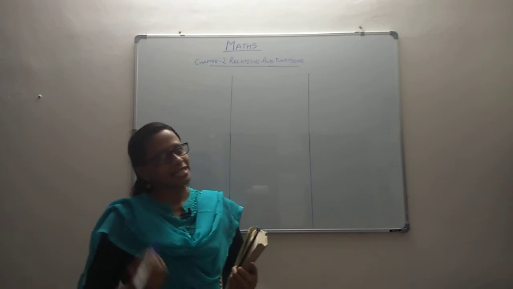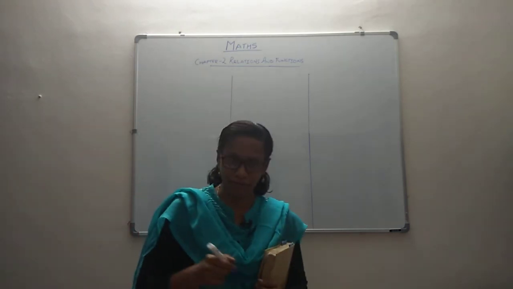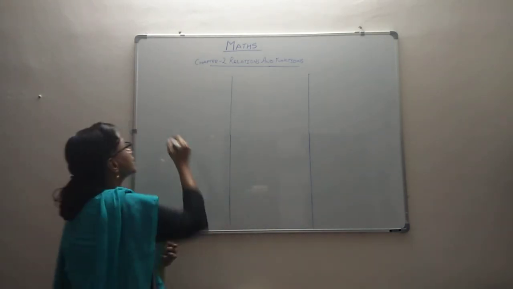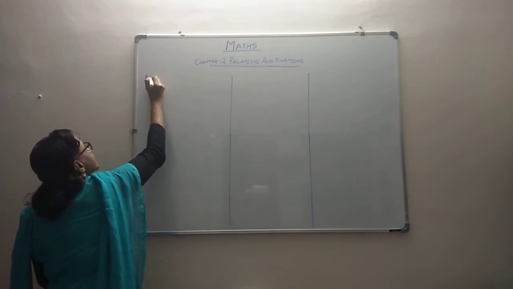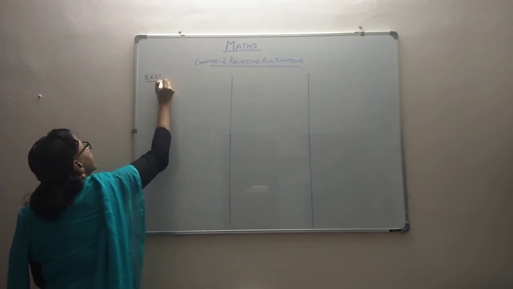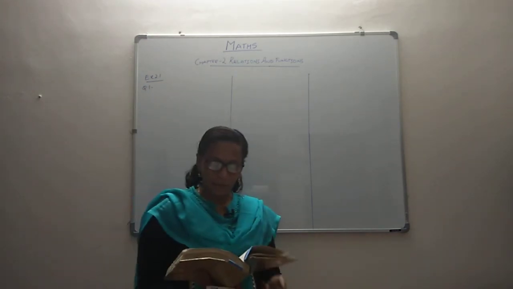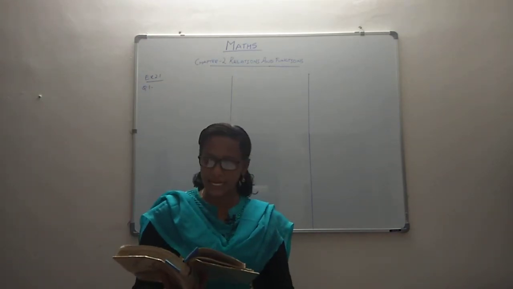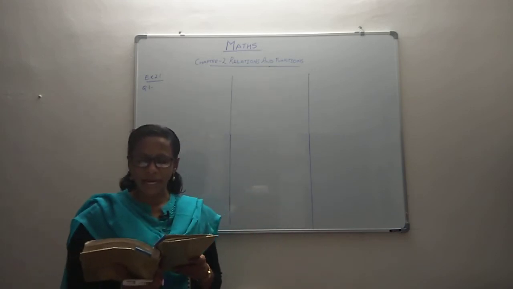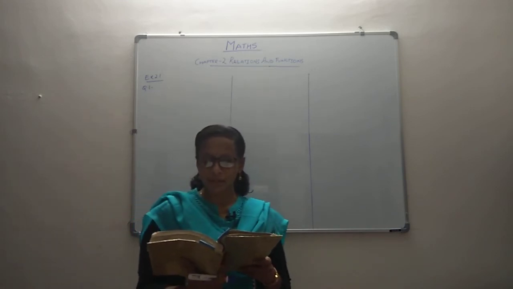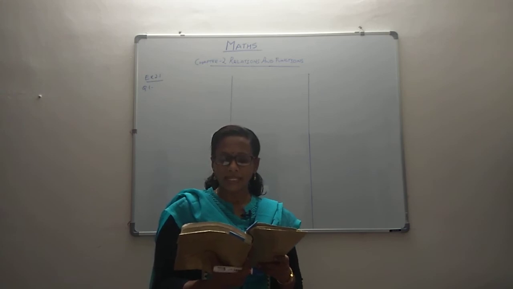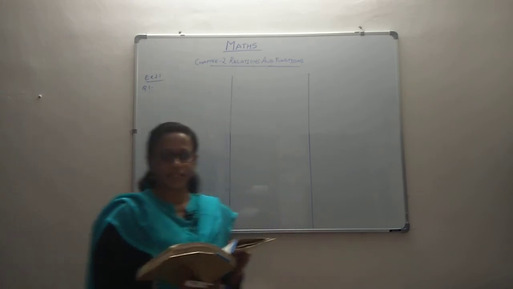Let's go to the exercise directly and take up questions from there. We are starting with exercise 2.1, and we are taking up question number 1. Let's see what it says. Question number 1 says, if x by 3 plus 1 and y minus 2 by 3 as an ordered pair is equal to 5 by 3 and 1 by 3, then you have to find the value of x and y.